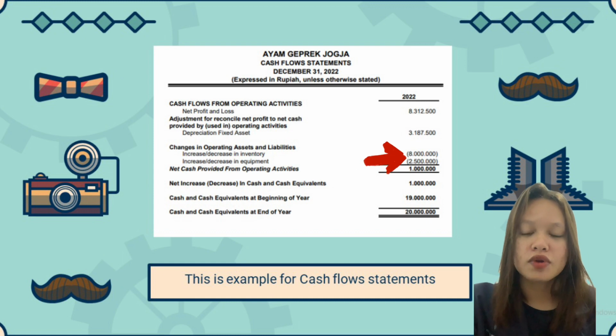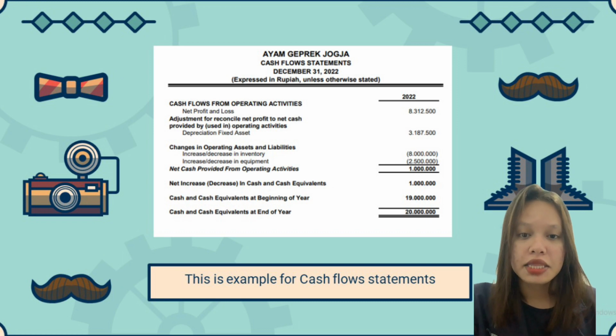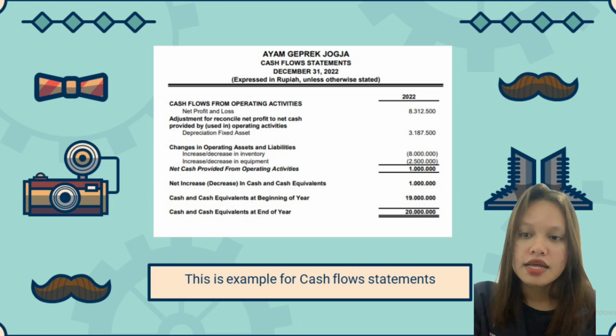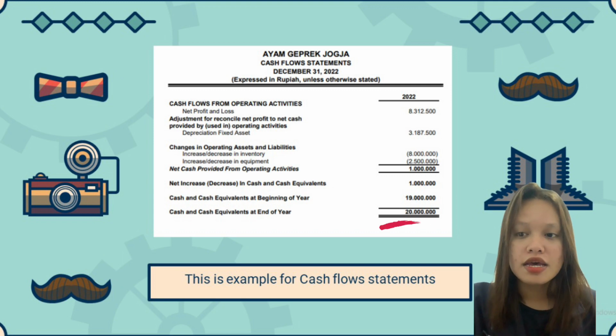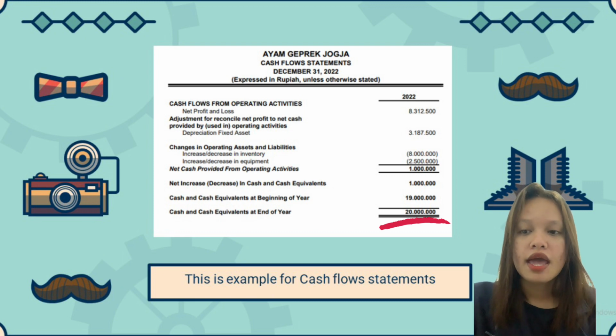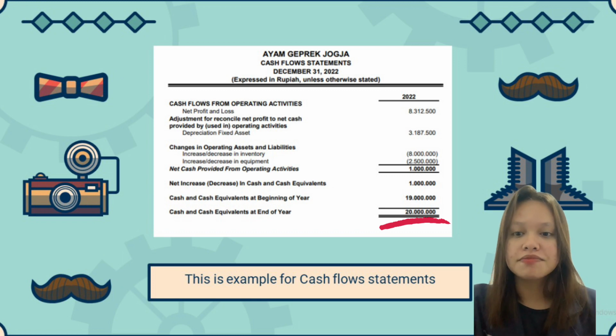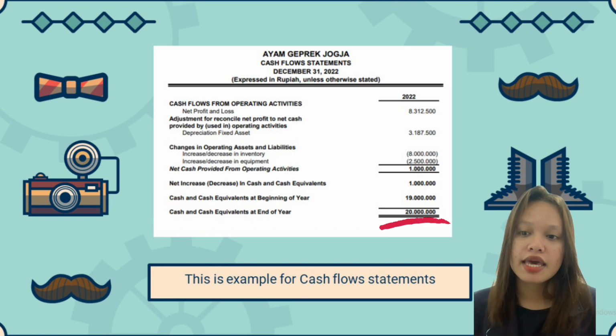The total net increase in cash and equivalents was added to the cash and cash equivalents at the beginning of the year of 19 million. So the total cash and cash equivalents at the end of the year was 20 million. The point is the result of cash and cash equivalents in this cash flow must be the same as the total cash in the balance sheet.